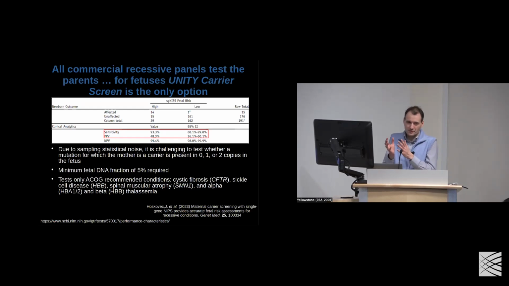Because again, only 10% of the DNA comes from the fetus, so you really need to distinguish between 3 different distributions. And the mother is bringing a lot of statistical noise because she's going to be heterozygous for the mutation. There is actually only one test that has a very careful way to quantify molecules that they devised. There's good sensitivity and PPV, but because PPV is not super great, it doesn't test 400 genes. You only test the 5 genes recommended by ACOG: cystic fibrosis, spinal muscular atrophy, and alpha and beta thalassemia. So this is still an area of development, but it's really limited by the statistical sampling noise of the molecules in cell-free DNA.